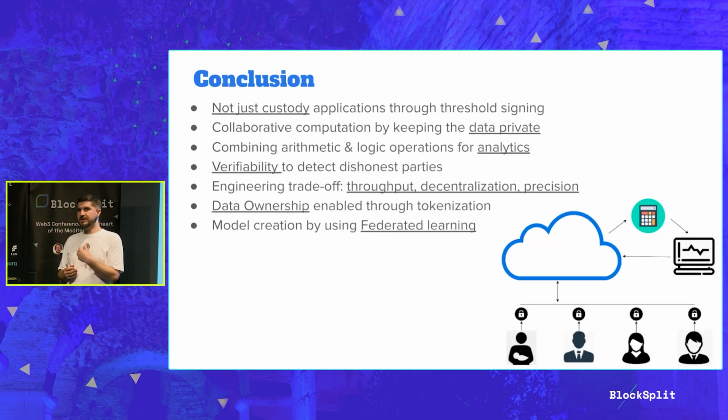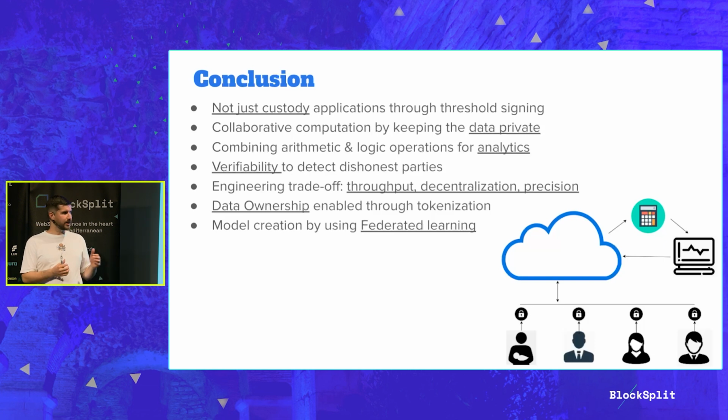And as we can see, everybody knows about Fireblocks, but on the other hand, we have the ability to calculate based on data that's private. And we have associated technologies that enable us to do it. We have the ability to collaboratively communicate and calculate some kind of function while keeping data private. By combining arithmetic and logic operations, we can do statistical analytics. And we have mechanisms to deal with dishonest parties and to verify whether somebody is an honest player in the game we are playing or not.